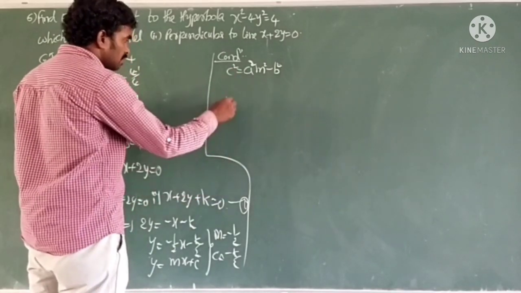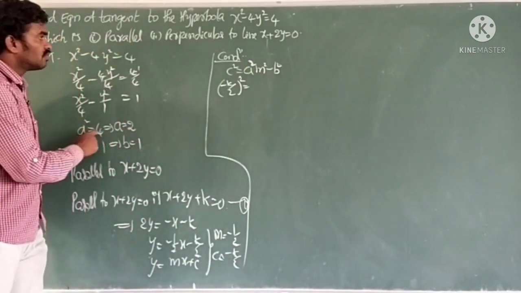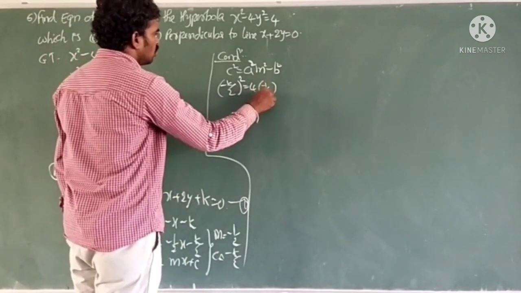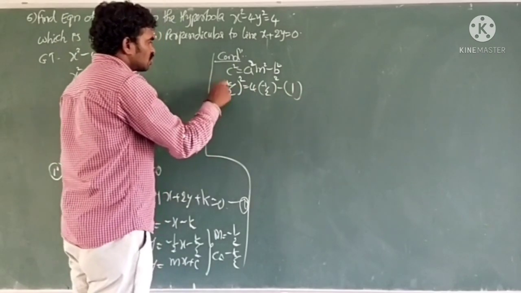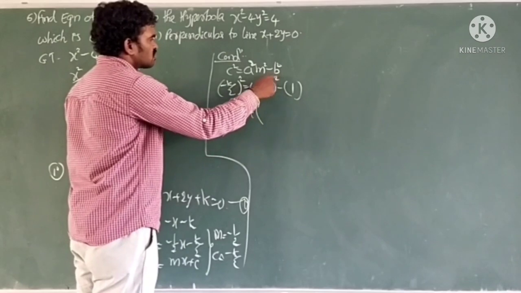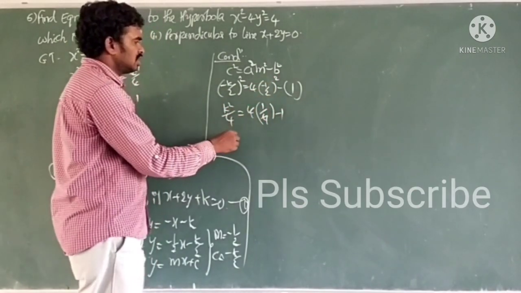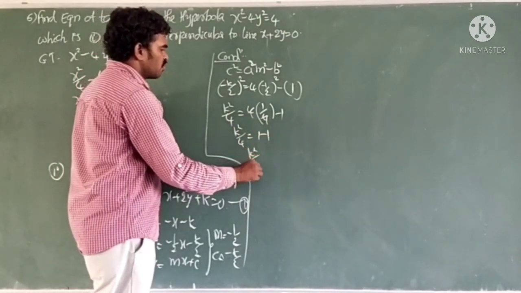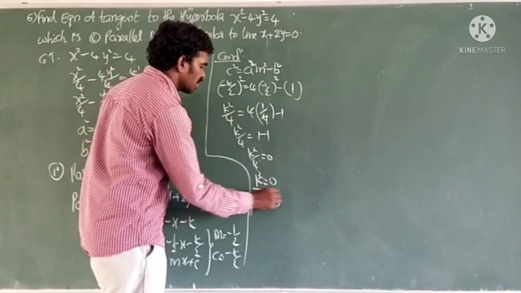Okay, c square means minus k by 2 whole square is equal to a square, which is 4, and m square, which is minus 1 by 2 whole square, minus b square, which is 1. So k square by 4 is equal to 4 into 1 by 4 minus 1. The 4 and 4 cancel. So k square by 4 equal to 1 minus 1, so k square by 4 equal to 0, then k square equal to 0, k equal to 0 only.